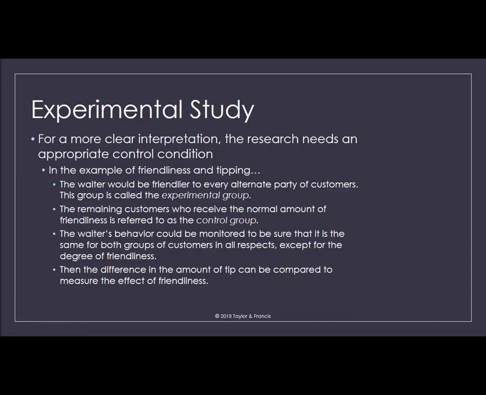For a more clear interpretation, the research needs an appropriate control condition. For the example of friendliness and tipping, the waiter could be friendlier to every alternate party of customers. This group is called the experimental group. The remaining customers who receive the normal amount of friendliness are referred to as the control. The waiter's behavior can be monitored to be sure that it is the same for both groups of customers in all respects, except for the degree of friendliness. Then the difference in the amount of tip can be compared to measure the effect of friendliness.